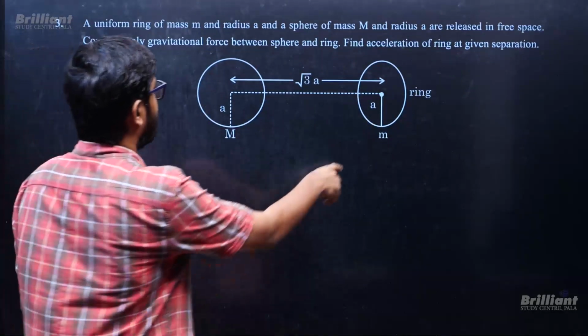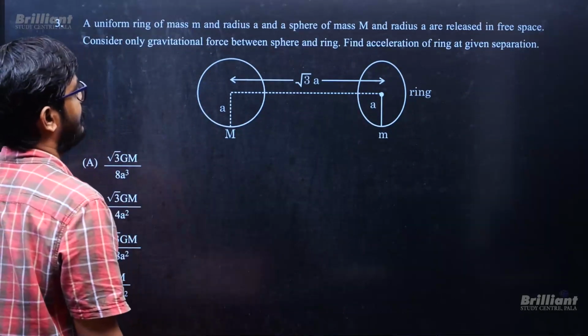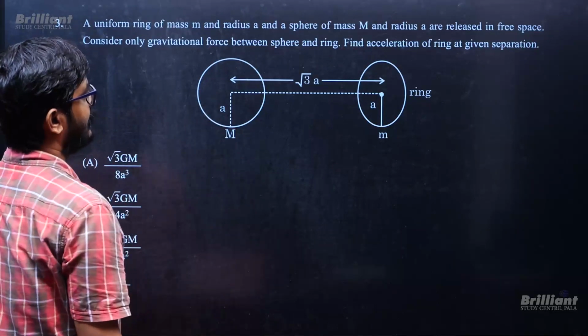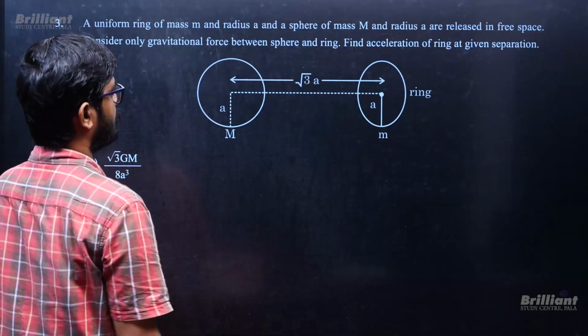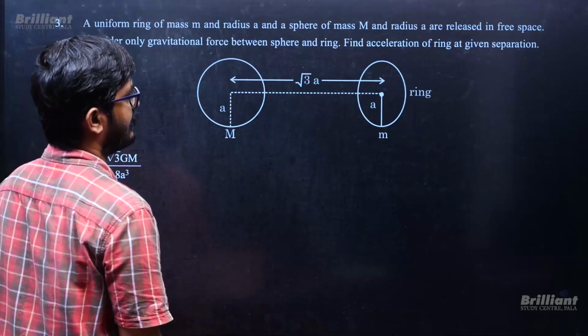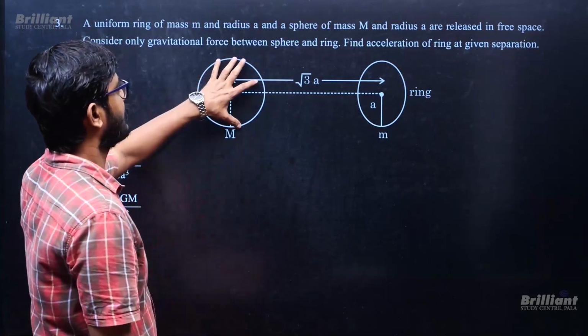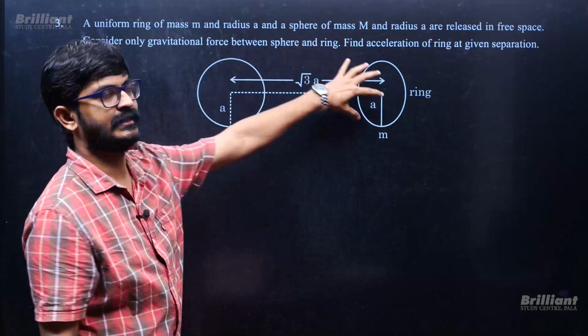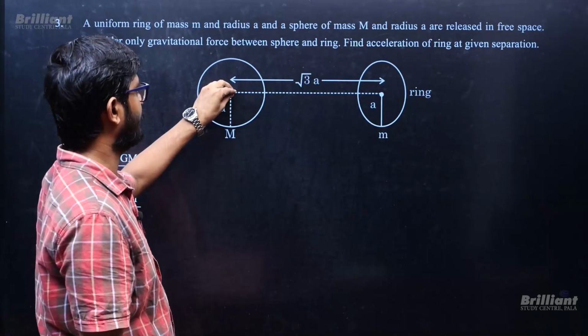A uniform ring of mass m and radius a and a sphere of mass m and radius a are released in free space. Consider only gravitational force between them. Find the acceleration of the ring at a given separation. See, the good thing about a solid sphere or hollow sphere is that for outside points, it behaves like a point mass.